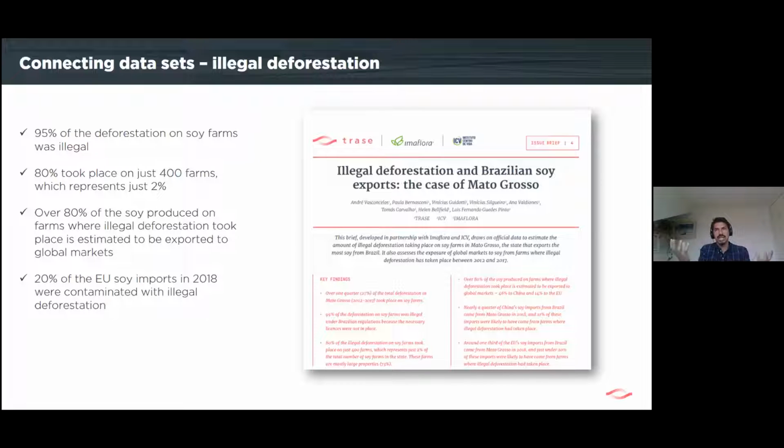So again, this illegal deforestation was highly concentrated in just a few actors. It's really important to differentiate the good guys that are producing sustainably, putting effort into making their soy more sustainable and deforestation free, from those who are insisting on deforesting to produce commodities. We saw that over 80% of the soy produced on farms where illegal deforestation took place was estimated to be exported to global markets. And around 20% of the soy imports from the EU in 2018 were potentially contaminated with illegal deforestation. In other words, at least 20% of that soy was likely to have come from these farms where the illegal deforestation took place.